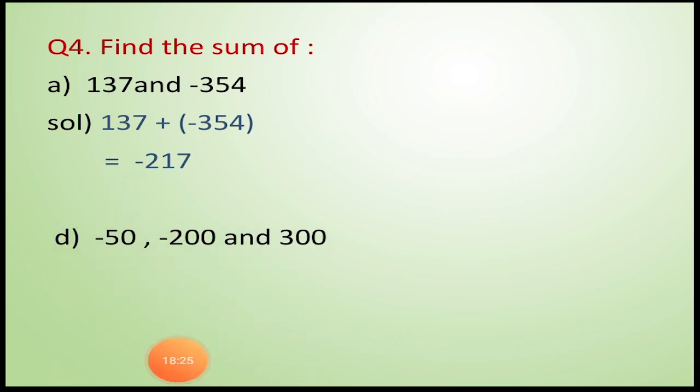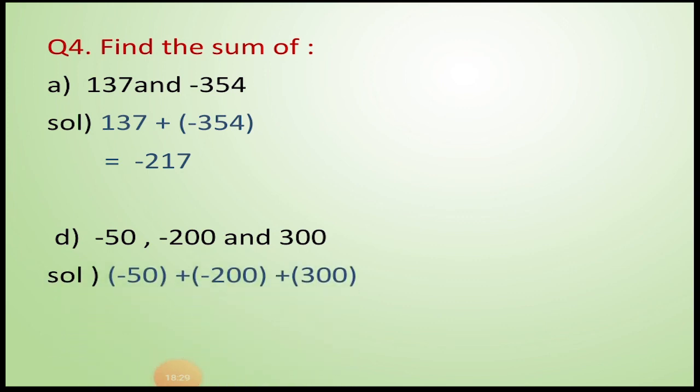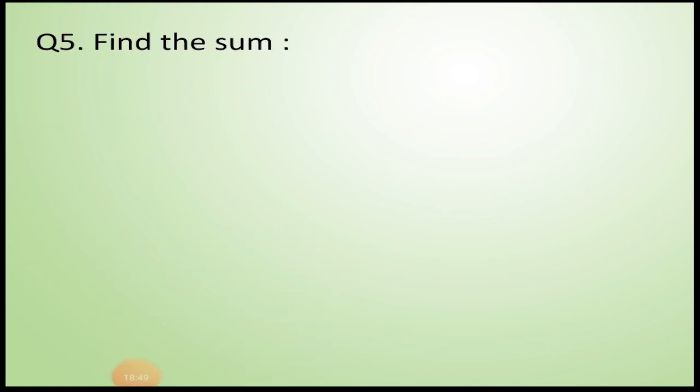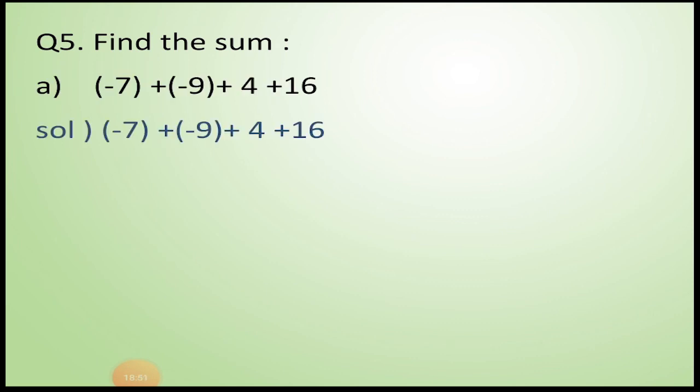Okay, so likewise we can do it for the 3 given integers also. Fine here. So replacing the commas and the word and, we'll put positive signs here, and after that we'll open the brackets and solve them. So minus 50 minus 200, we'll add them, so we will get minus 250 here, and that has to be added with 300, so we'll get plus 50. In the same way, you can do the fifth question.